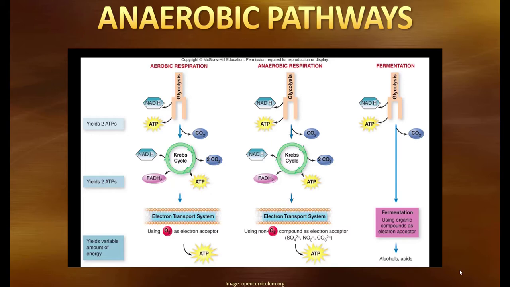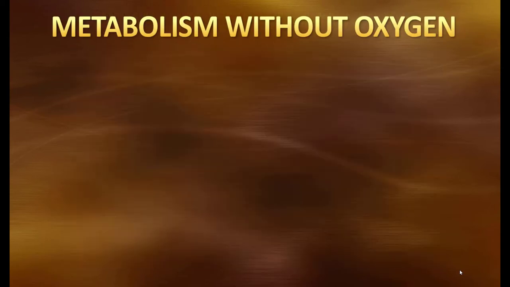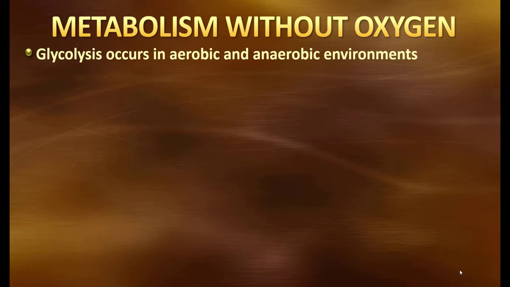These situations are referred to as anaerobic. Remember, aerobic was in the presence of oxygen. Anaerobic is in the absence of oxygen. Let's take a look at metabolism without oxygen. Glycolysis can occur in both aerobic and anaerobic environments because recall that glycolysis itself doesn't require oxygen. So it can be in aerobic environments, but it also can occur in anaerobic environments.